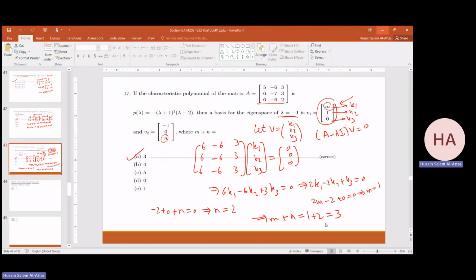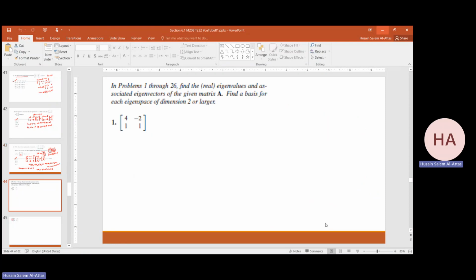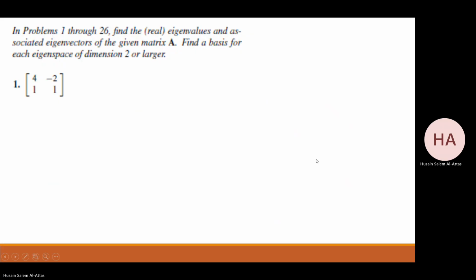Now we finish all the exam for the section 6.1. Now we'll do questions from the book. Find real eigenvalues and associated eigenvectors of a given matrix. Find the basis for each eigenspace of dimension 2 or larger. Okay. So I need to find the eigenvalues.